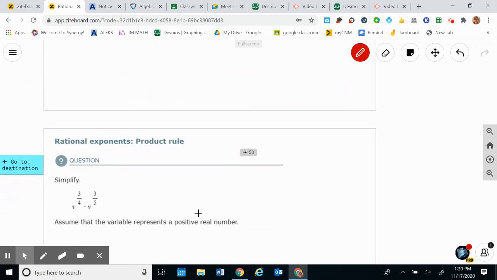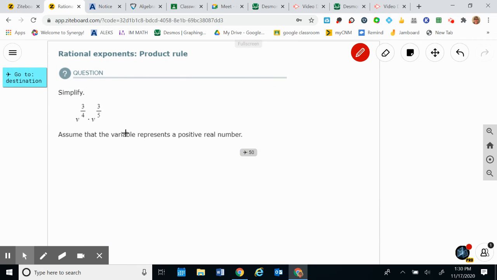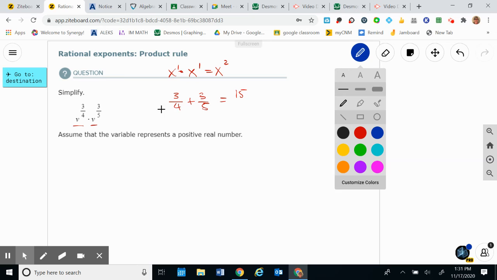Next, product rule. When you multiply bases, add exponents. You can always remember this because x times x equals x squared. What did we do with our exponents? We added them. And that's what we're going to do here. So really, this is nothing more than 3/4 plus 3/5. Get a common denominator, which is 20. That means you're going to multiply this one by 5. I'm going to show you a quick way to do it too.